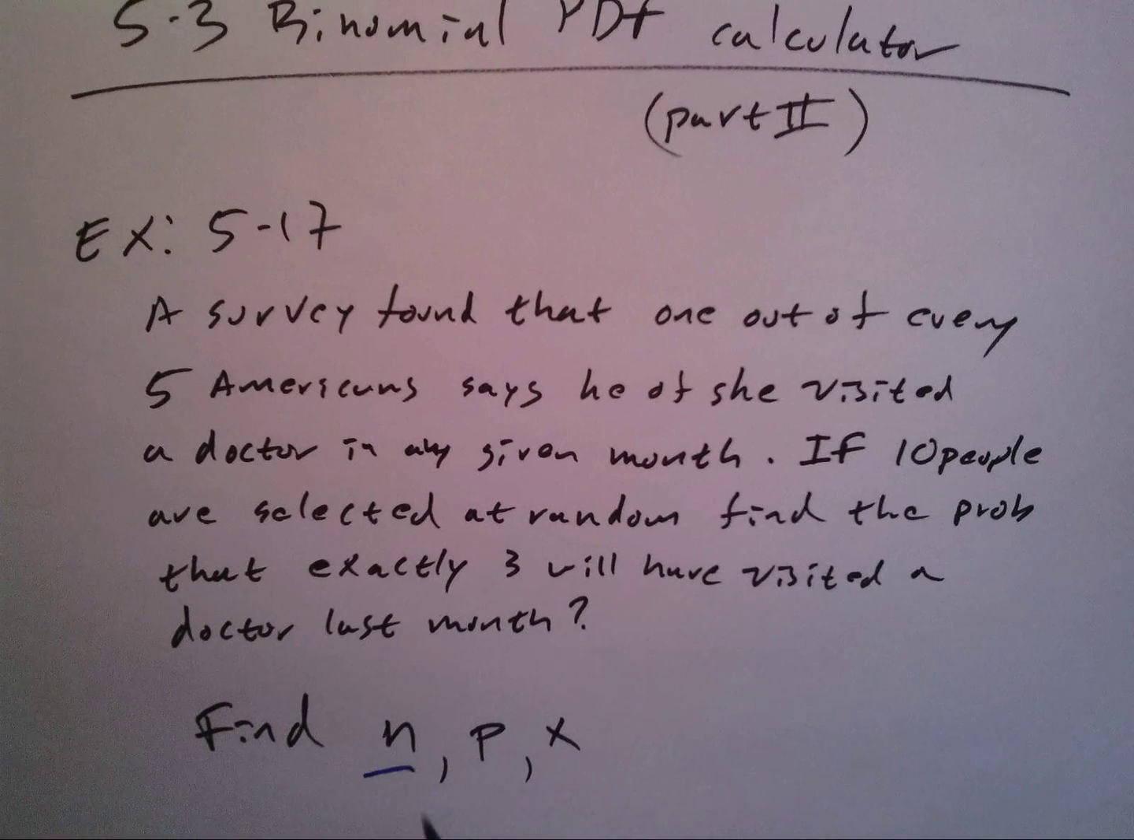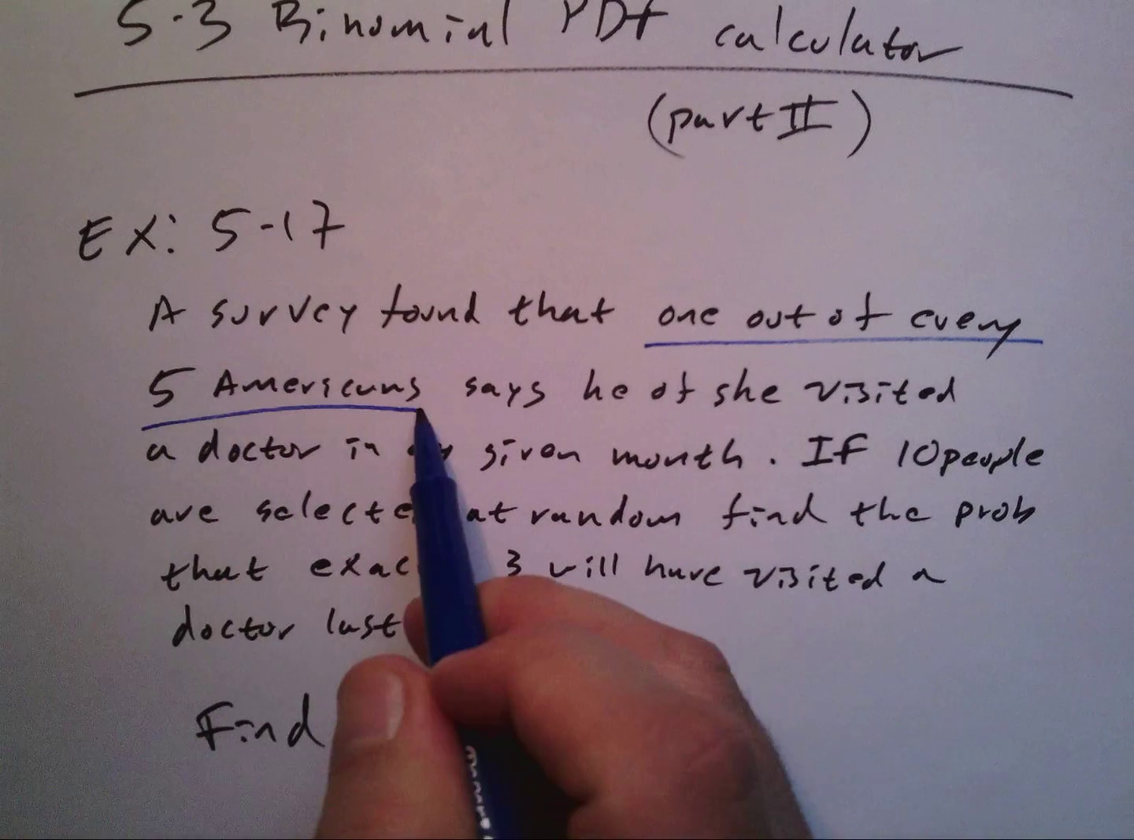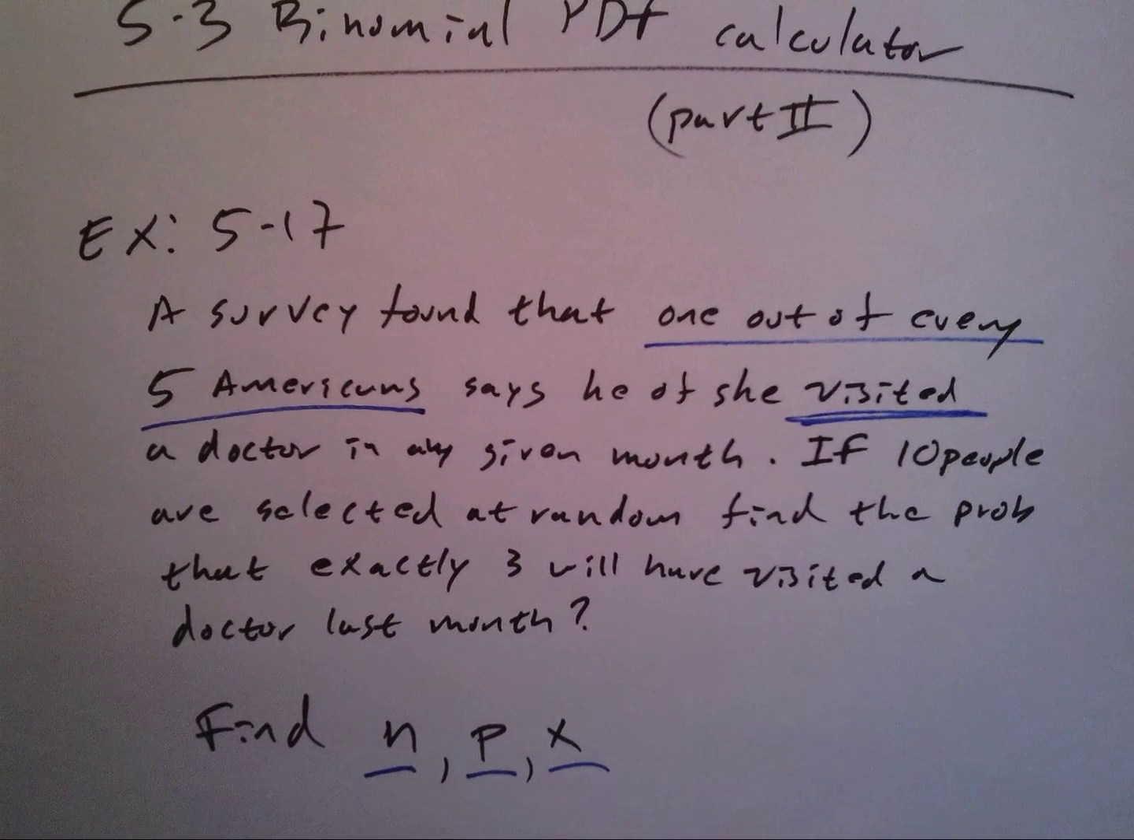We need to find n, the total number of trials, p, the probability of a success, and x, the number of successes total that we are counting. So when we go back to the word problem, we know that 1 out of every 5 Americans visited. Alright? So that means p for our probability of success is 1 out of 5.